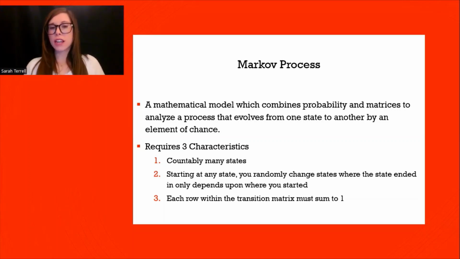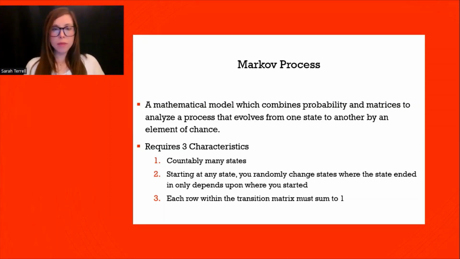Number 2, starting at any state, you randomly change states where the state ended is only dependent upon where you started. And that makes sense in the game of Monopoly because you start at a given space, let's say, for instance, Go. You start there and you roll 2 dice, which then tell you where you're going to move next. There are also other things that can happen, like drawing Community Chest and Chance cards that can take you to other places, rolling doubles, things like that. But at any given state, you still randomly change from one state to another. So that requirement is met.